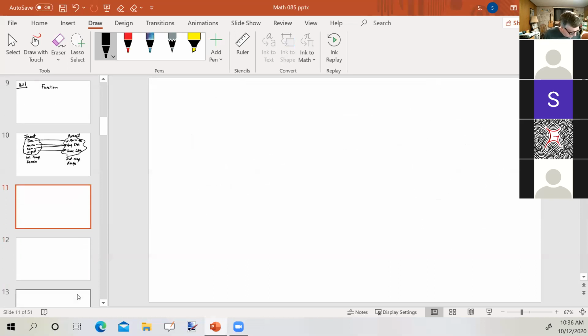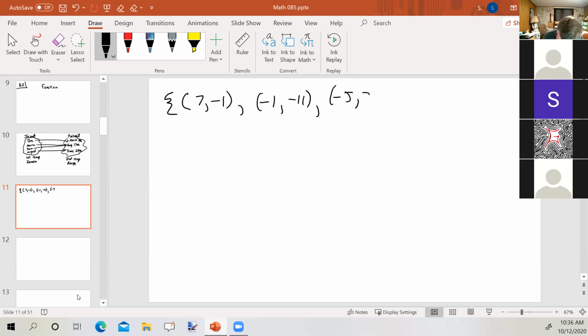Let's say we have some ordered pairs. I'm going to use set notation. We've got the ordered pairs (7, -1), (-1, -11), (-5, 3), and (8, -6). All right. So we have ordered pairs, input and output, domain and range.